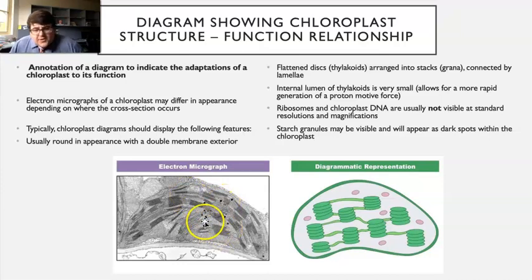In fact, I would generally suggest what we're seeing here is not ribosomes and chloroplast DNA. In fact, I'd suggest what you're seeing here is the starch granules, which appear as dark spots within the chloroplast. So these little dark spots are not ribosomes or circular DNA. Instead, what we're looking at here is starch granules. Okay, so that is how to compare an electron microscope diagram of a chloroplast with the actual diagrams we're physically drawing.